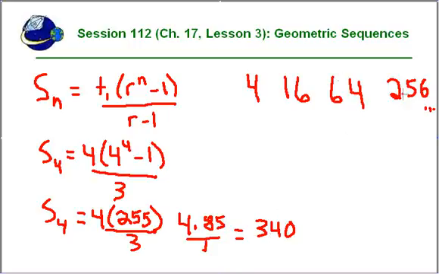Now, we can double check it just by adding these. Since we see the 4 here and the first 3 are relatively small, let's just add them. 4 plus 16 is 20. 20 plus 64 is 84. So now let's take the 256, that's the next term, and add it to the 84. And as you'll see, that equals 340. So this formula does in fact work, and we were able to double check it here. Now before we move on to the next screen, let's just take a look at one more example here.